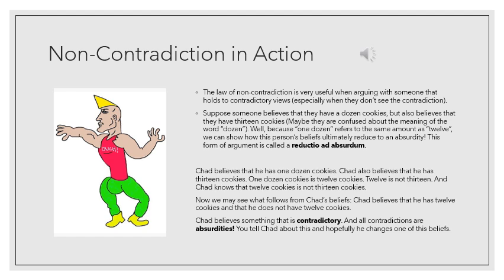So ultimately, Chad believes something that is contradictory. He believes that he has 12 cookies and that he doesn't have 12 cookies. And ultimately, all contradictions are absurdities. If you tell Chad about the absurd thing that he believes, hopefully he'll change one of his beliefs, getting rid of the thought that he has 13 cookies. I mean, supposing that he only actually has a dozen.